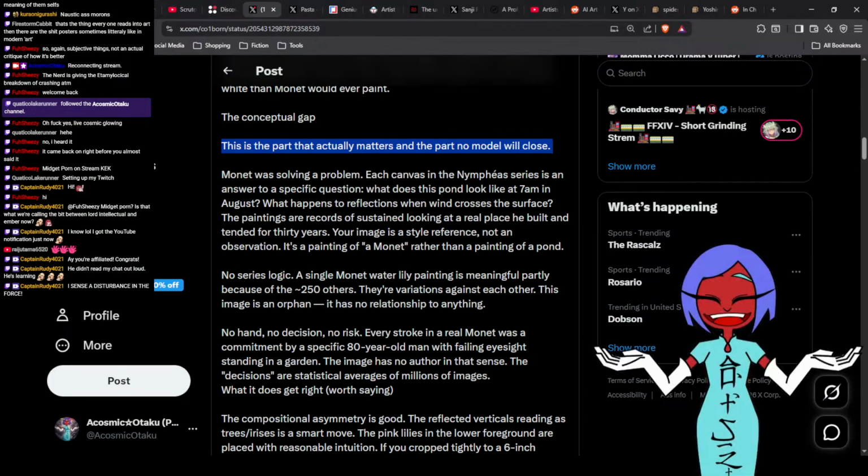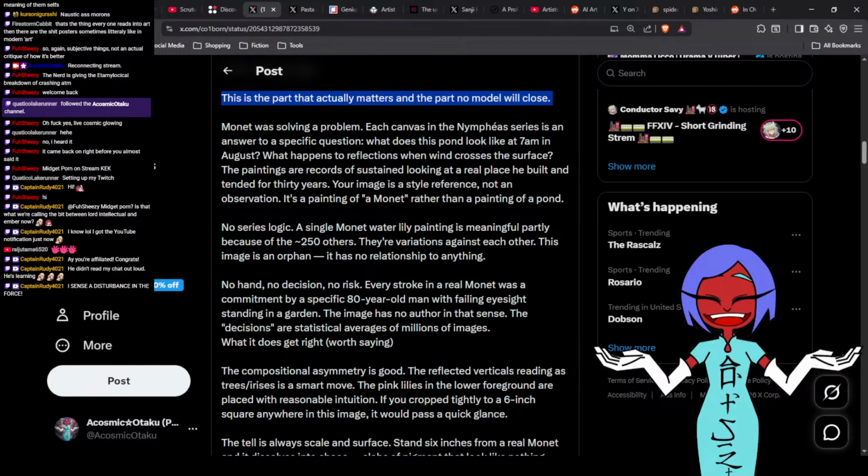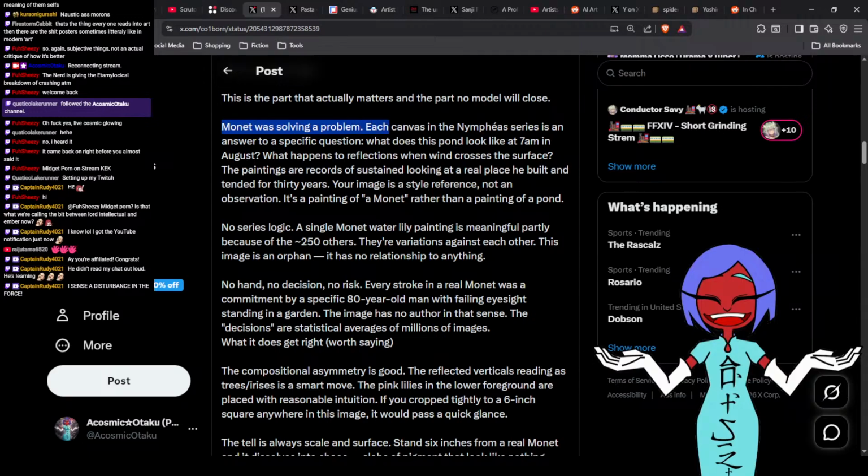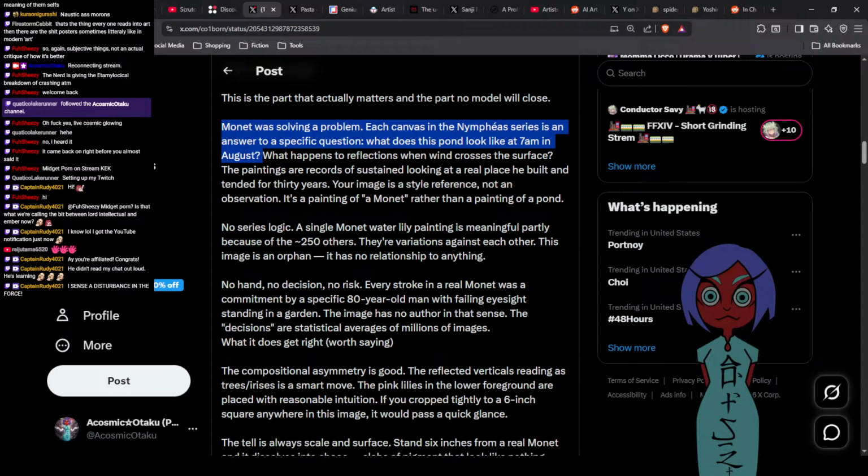This is the part that actually matters, and the part no model will close. Monet was solving a problem. Each canvas in the Nymphéas series is an answer to a specific question. What does this pond look like at 7 a.m. in August?